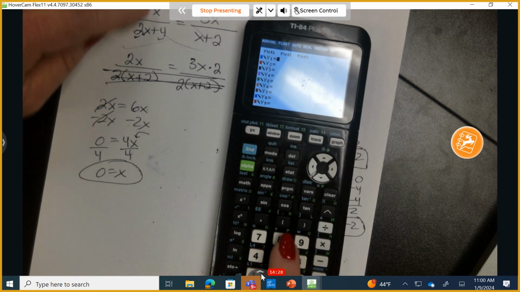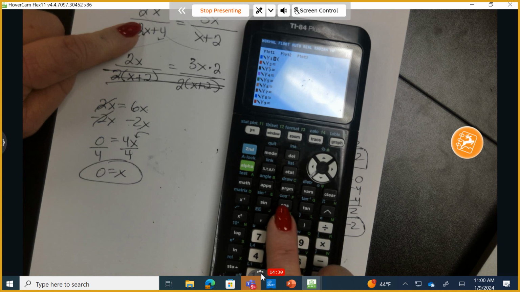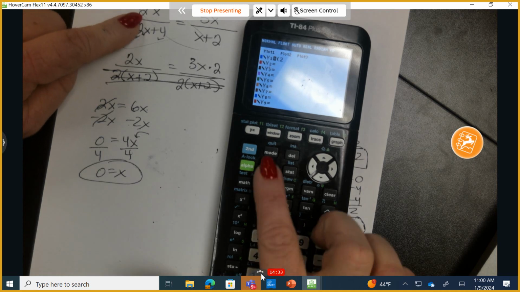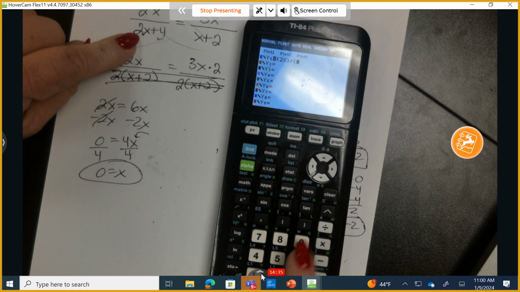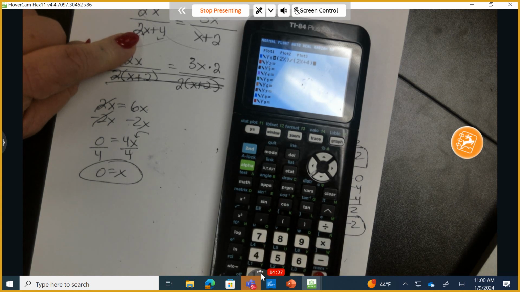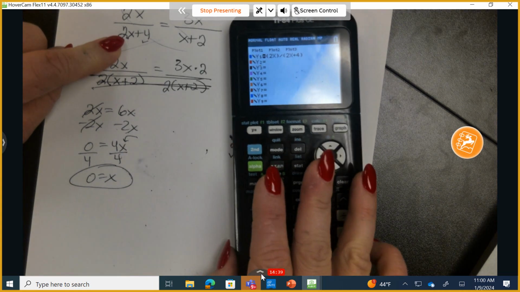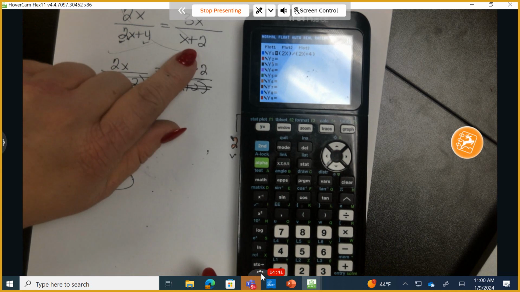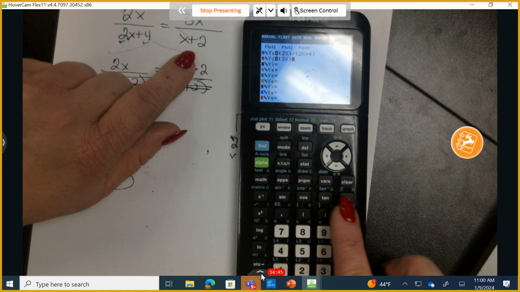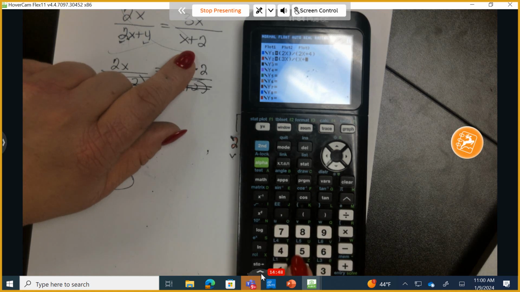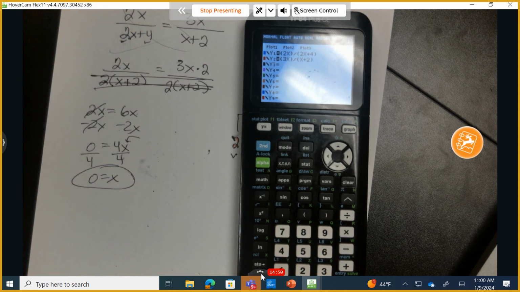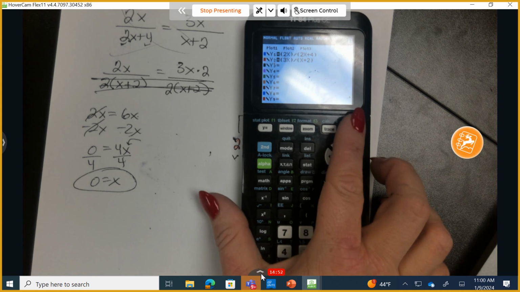I'm going to go up here and put in parentheses. So I'm going to do like a double parenthesis here. I have 2x goes in parentheses, and so does 2x plus 4. Make sure to include those parentheses. You're hugging the numerator and the denominator. Then in y sub 2 on the right side of the equal sign, I have 3x and I'm dividing it by x plus 2. Now hit graph, and we want to know, do they cross at 0?